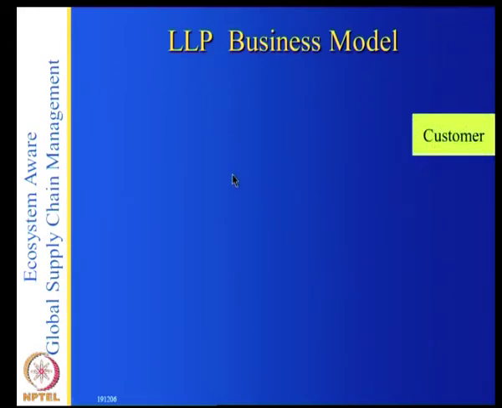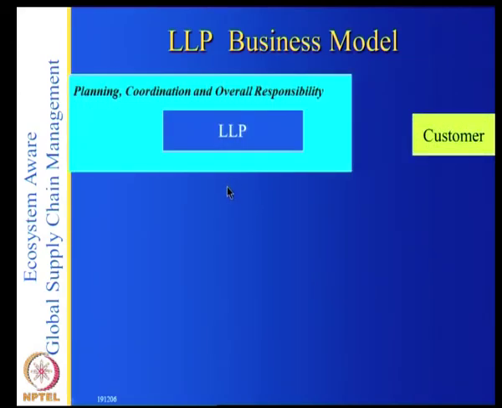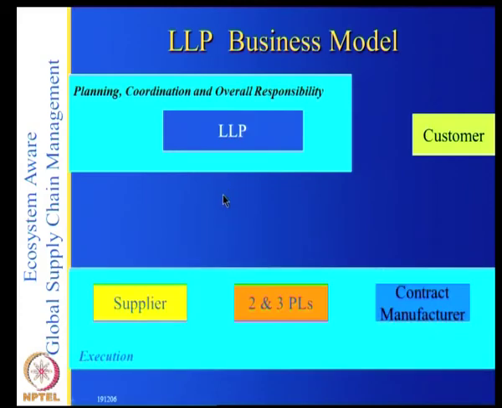So, for that, what is the business model that we have? It's a similar diagram you can have here. For example, you have a customer who places orders with the logistics provider to transport from the supplier to the contract manufacturer to the customer. So, let's look at the diagram here.